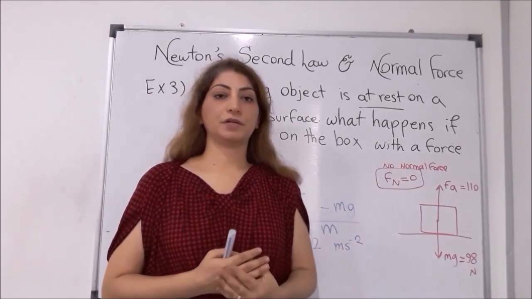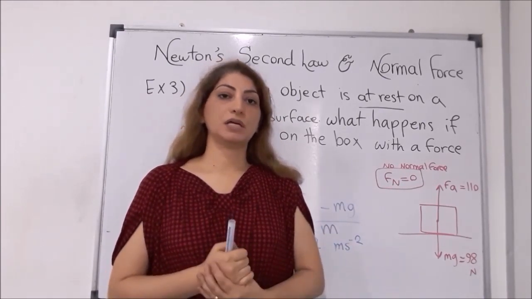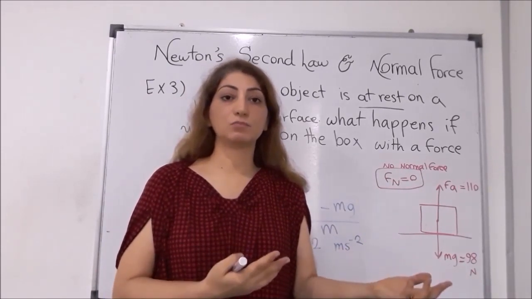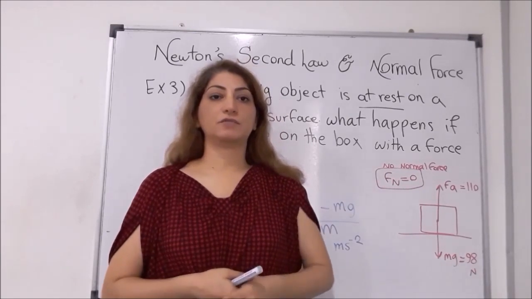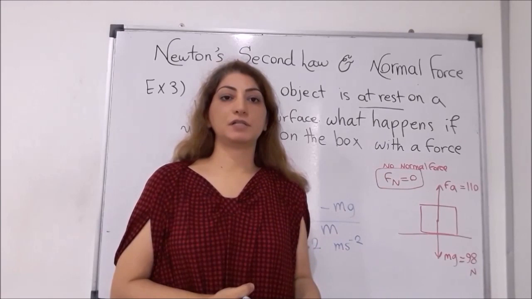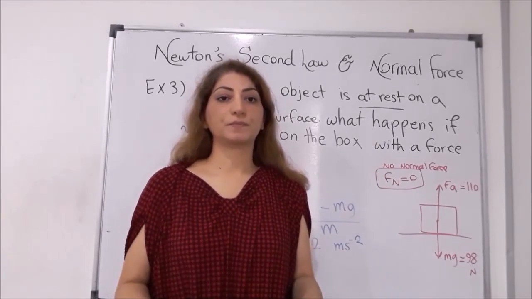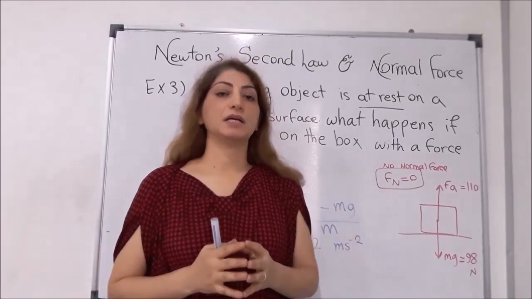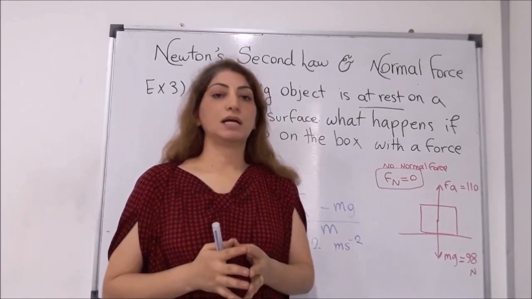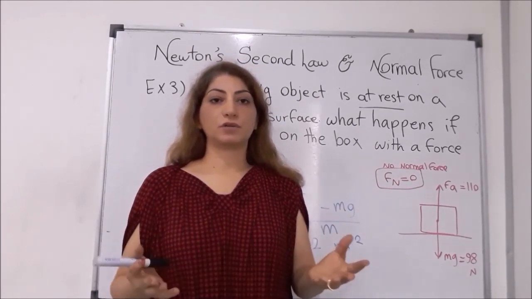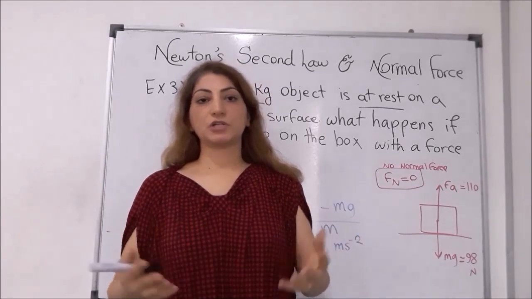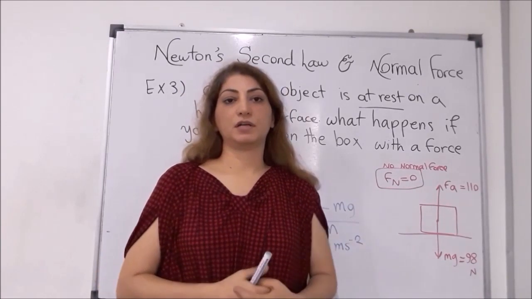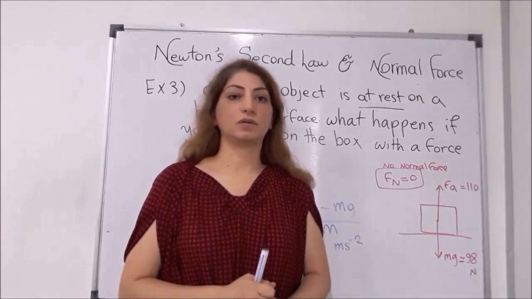But now here, we are pulling up on the object, and this applied force is much bigger than the weight of the object. If it is bigger than the weight, it means that the object will move. If it moves, there won't be any normal force here because the object is moving now. And what is happening? The object, of course, moves in the direction of the bigger force, the direction of the net force.